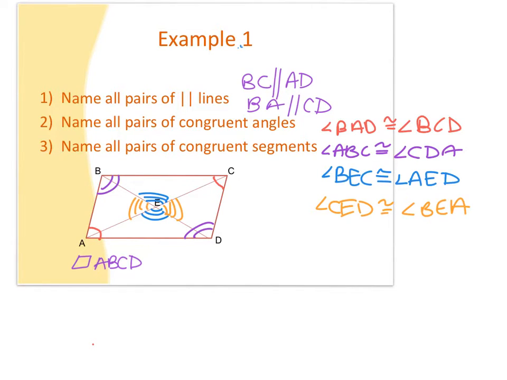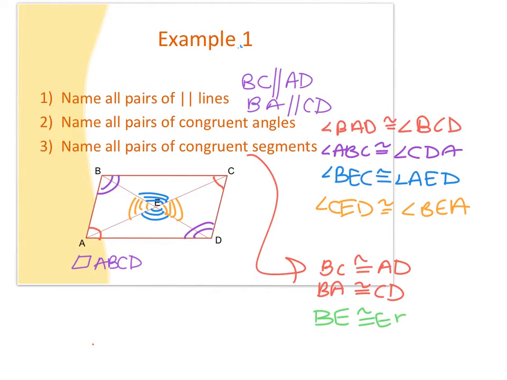Okay, and then 3 says name all the pairs of congruent segments. So the first thing we learned about the sides of a parallelogram are what? The opposite sides are congruent, right? So BC is congruent to AD, and BA is congruent to CD. And then we learned another property about congruent segments, which is what? What happens to my diagonals? They're bisected, right? So BE equals ED, and CE equals EA.